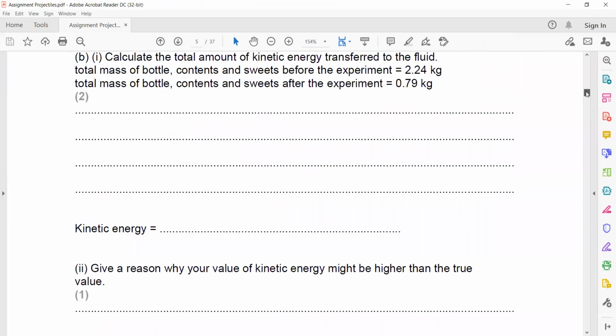The next part: calculate the total amount of energy transferred to the fluid. The total mass of the bottle and the fluid before is 2.4 and after is something else, so how much mass of the fluid is being transferred? That is m1 minus m2. That will give us how much liquid comes out of the bottle. So 2.24 minus 0.79 will give us 1.45 kilograms.